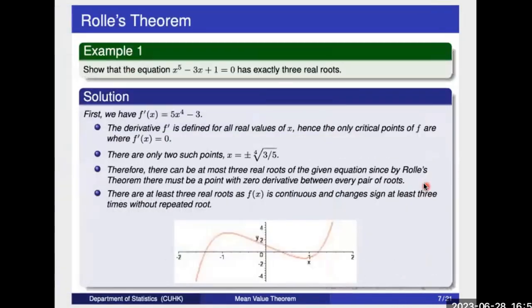Now, let me provide you with an example that demonstrates the application of Rolle's theorem. We are presented with the equation x^5 minus 3x plus 1 equals 0, and we need to show that it has exactly 3 real roots. In order to do so, we find the derivative of the equation, which is 5x^4 minus 3. Since this derivative is defined for all real values of x, its only critical points are where it equals 0. We find that there are two such points, x equals plus or minus the 4th root of 3 divided by 5. Consequently, there can be at most 3 real roots of this equation, since Rolle's theorem guarantees that there must be a point with 0 derivative between every pair of roots. Additionally, there are at least 3 real roots as f(x) is continuous and changes sign at least 3 times without repeated roots. You can verify this fact by examining the graph of f(x) at the bottom of the slide.